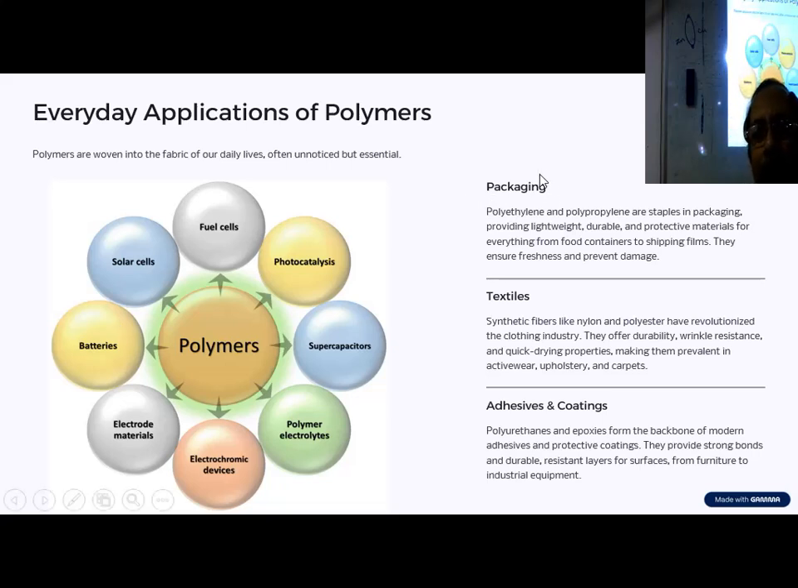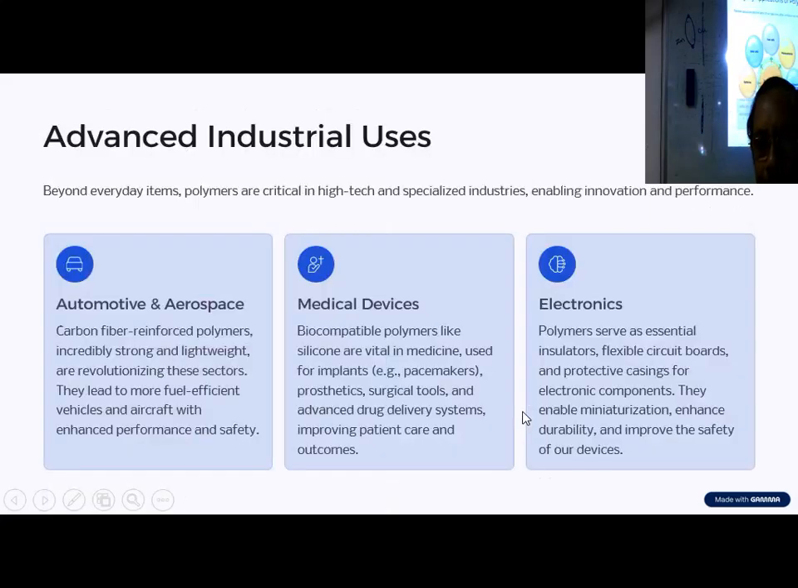Some more applications: packaging, textile, adhesive, coating. These are all polymers. Now, advanced industrial use: automotive, aerospace, medical devices, electronics. I'm mentioning some of the names, but it is not possible to mention all. Everywhere polymer is used, isn't it so? So versatile, so convenient.